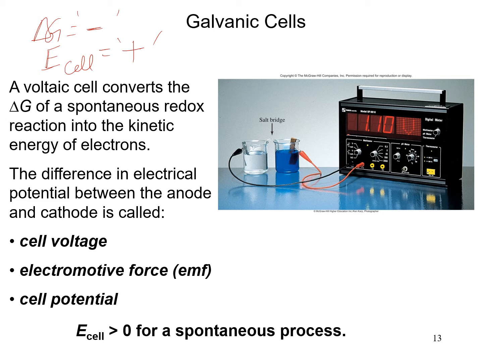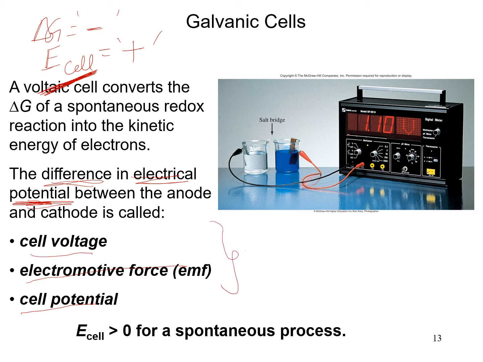Now what is E cell? E cell is the cell potential that is created in a galvanic cell. So when a reaction is happening in a galvanic cell, what happens? The electrons are being transferred from the anode to the cathode, right? That creates an electrical potential difference between the two electrodes, and this difference in energy is called the cell potential, electromotive force, or cell voltage.